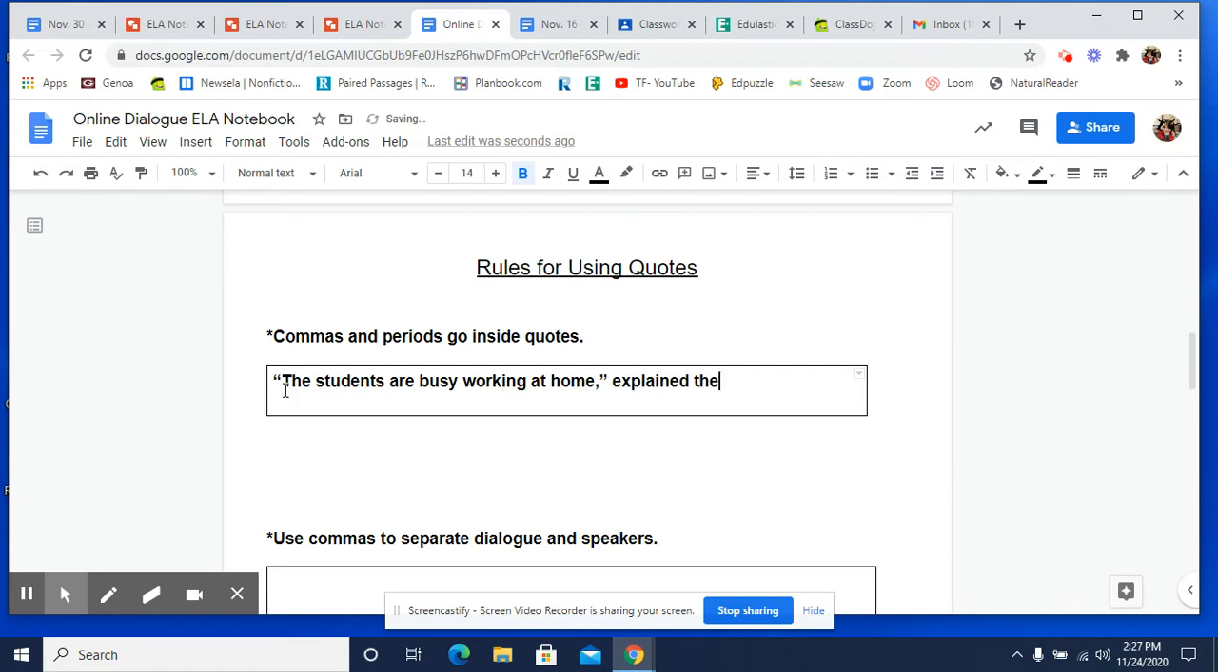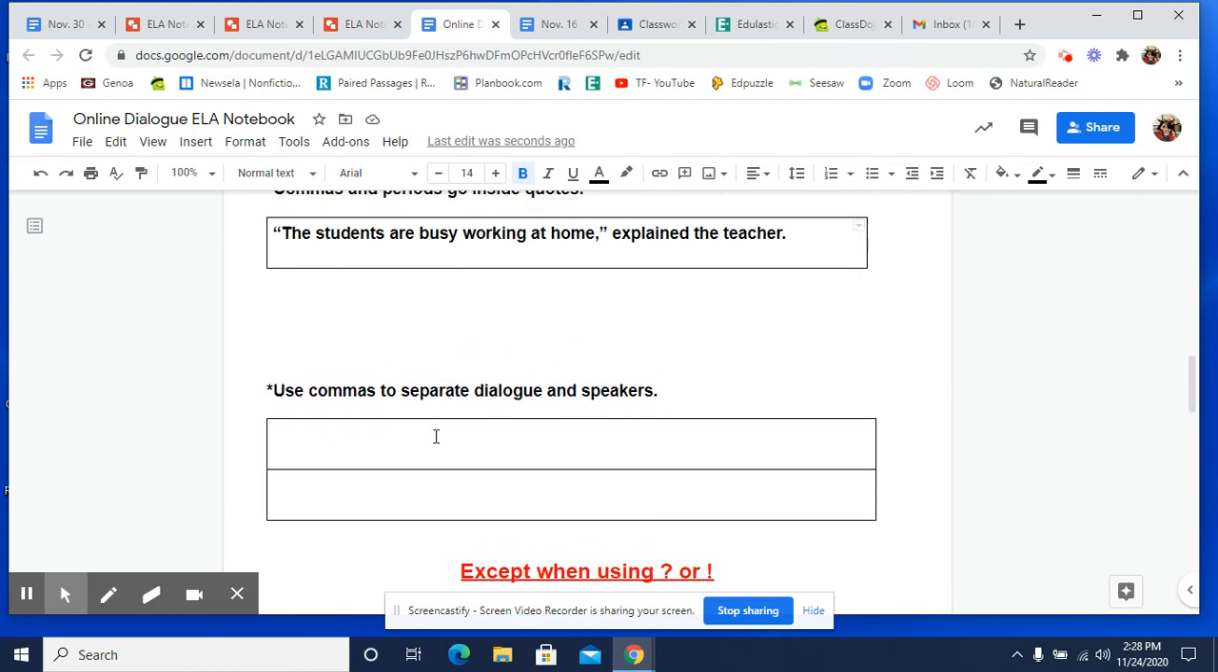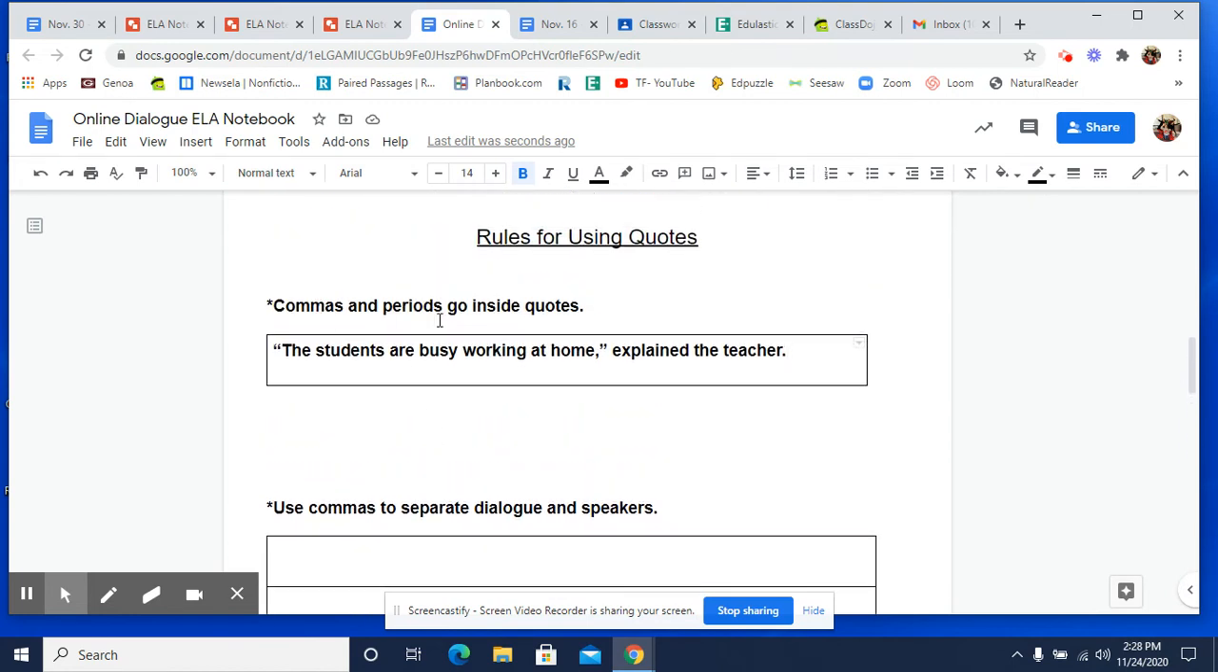Explained the teacher. And notice I am not capitalizing explained because this is not another sentence. This whole thing is a sentence. So now I'm putting a period because that is the end of my sentence. Okay. So the students are busy working at home, comma, quotation, because the comma goes first, then the quotation marks, space, explained the teacher. Right. So you are either writing this on the paper that you printed off or you are typing this in Google Classroom. All right, so let's do our next. That's the first rule. So commas and periods, they go inside the quotes. They go first, then the quotation marks.